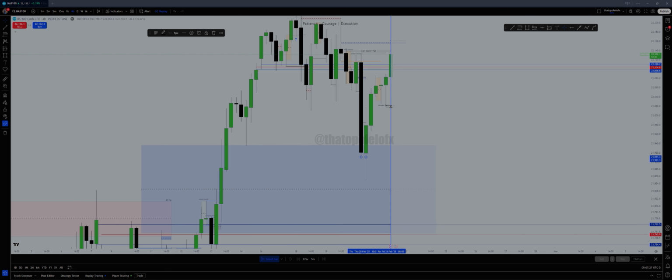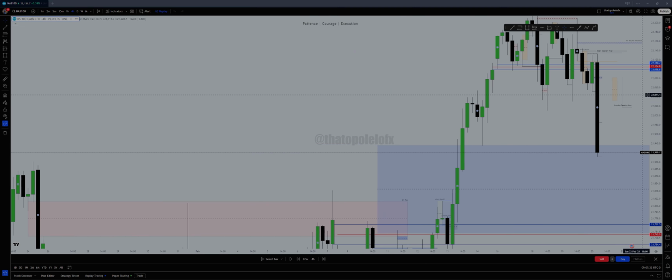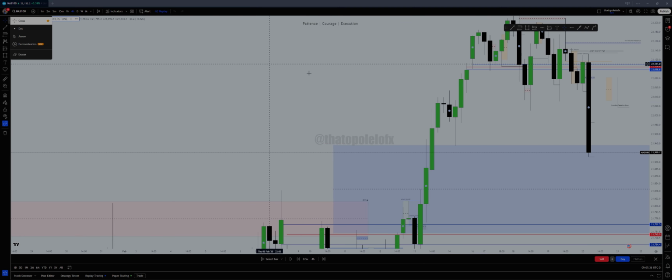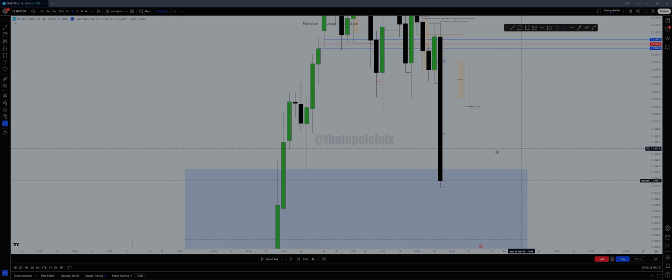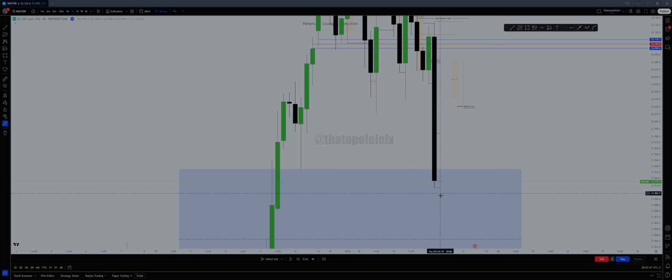Let me use my replay thing. There we go. Immediately when this candle touched the fair value gap, all I had to do now was wait. What was I waiting for? I was waiting to see the next candle's body take out this low and close above this low. I want the body of the candle to close above the candle range low, right?